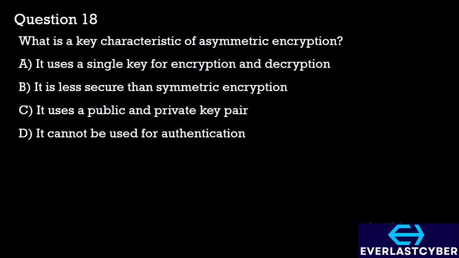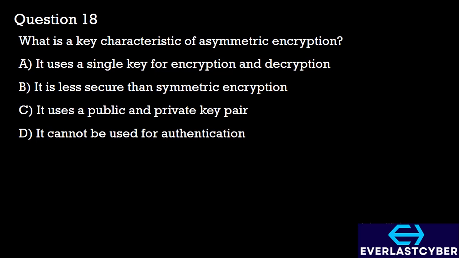Question 18. What is the key characteristic of asymmetric encryption? A. It uses a single key for encryption and decryption. B. It is less secure than symmetric encryption. C. It uses a public and private key pair. D. It cannot be used for authentication. Option A describes symmetric encryption because the same key is used for both encryption and decryption, unlike the asymmetric encryption that uses a key pair.